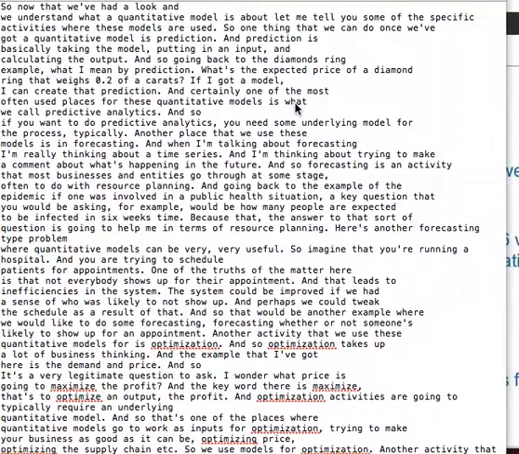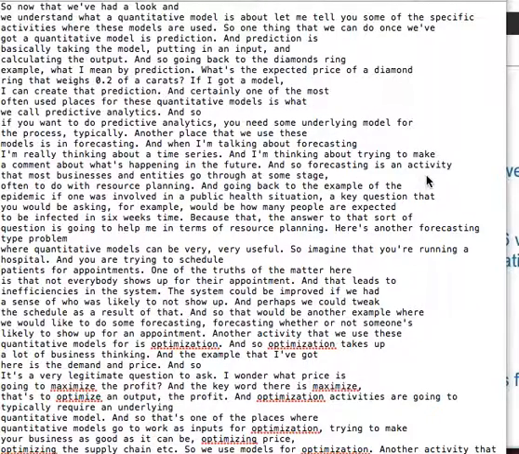Certainly one of the most often used places for this quantitative model is what we call predictive analytics. If you want to do predictive analytics, you need some underlying model for the process. Another place that we use these models is in forecasting. When I'm talking about forecasting, I'm really thinking about a time series. I'm thinking about trying to make a comment about what's happening in the future.